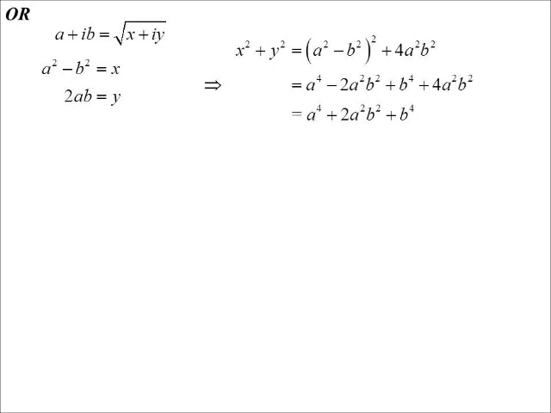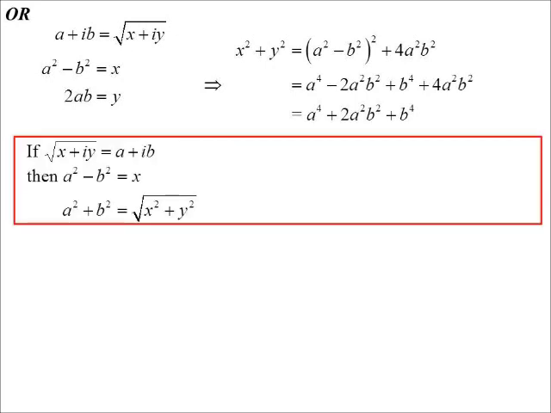I could create that. So x squared plus y squared, if I sub in the a squared minus b squared and the 2ab, ends up being a to the power of 4 plus 2a squared b squared plus b to the power of 4. So what that means is a squared minus b squared is equal to x. We know that. A squared minus b squared will be the real part. But a squared plus b squared will be the square root of the sum of two squares. Because if you look at the a to the 4, if I was to factorise that, I would get a squared plus b squared, squared. So therefore, a squared plus b squared is the square root of x squared plus y squared.